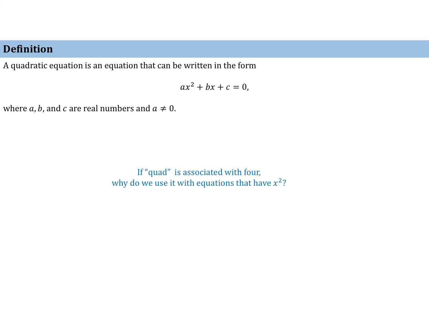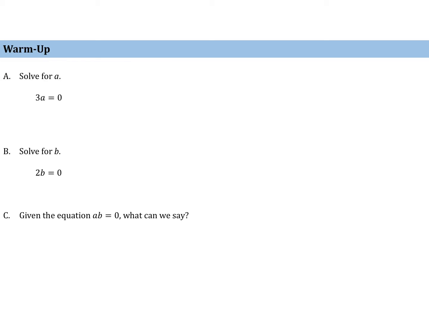Now, why do we call it quadratic if quad means 4? You think quadrilateral has 4 sides. So why do we talk about a quadratic equation if we have x squared as that defining characteristic? A square in Latin is called a quadratus, and so that idea of square and quad go together. So how do we solve a quadratic equation?